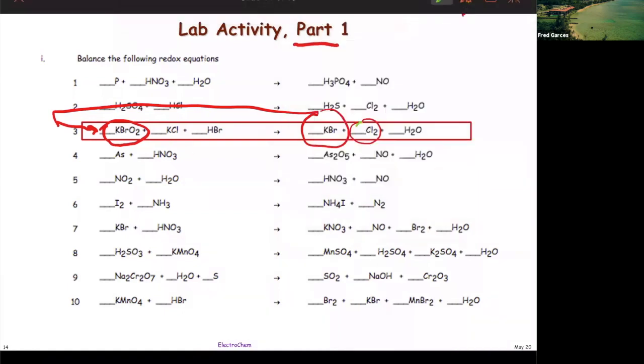Chlorine can only come from KCl because that's the only chemical in the reactants that is going to have chlorine in it. But you also need potassium, because when you bring in KCl, you now introduce a new chemical that wasn't originally in the products, potassium. So you also have to bring in this chemical right here, because that's where your potassium is going to be.